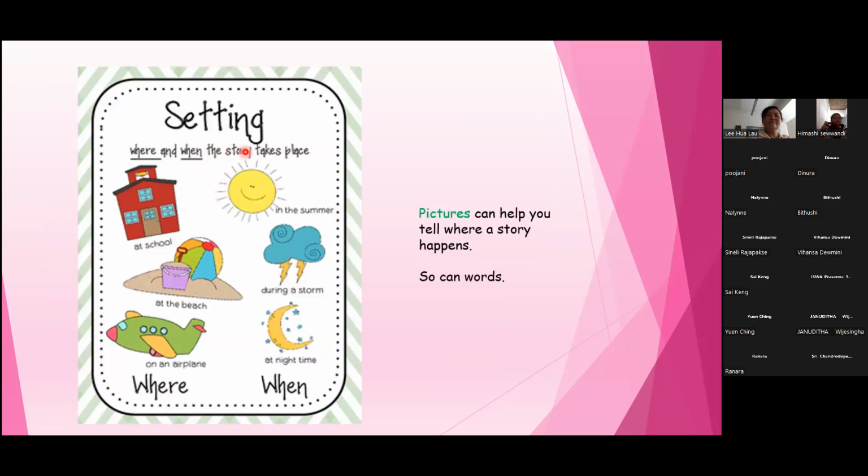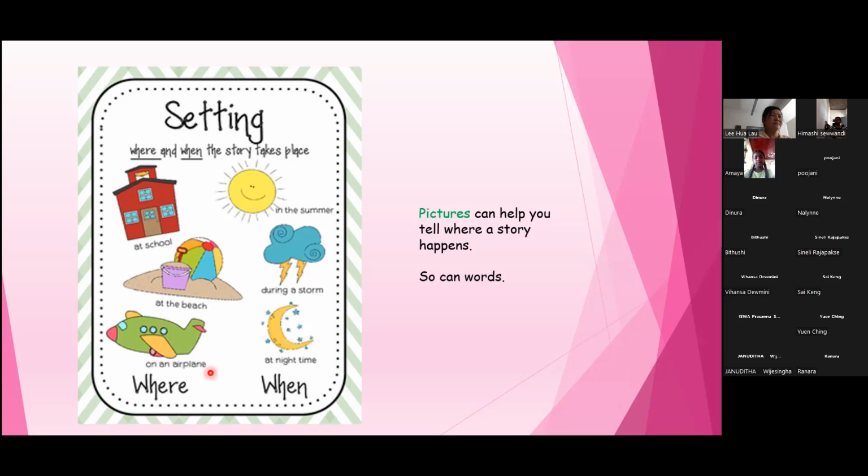Next we are talking about setting. A setting means where and when the story takes place. Where means the place, when means the time, all right? So it can be at school, at the beach, on an airplane. So at different places you can say in a story. And you can also talk about the weather, the day, the time, the season, right? In the summer, during a storm, at night. So these two components are very important to set the setting of the story.